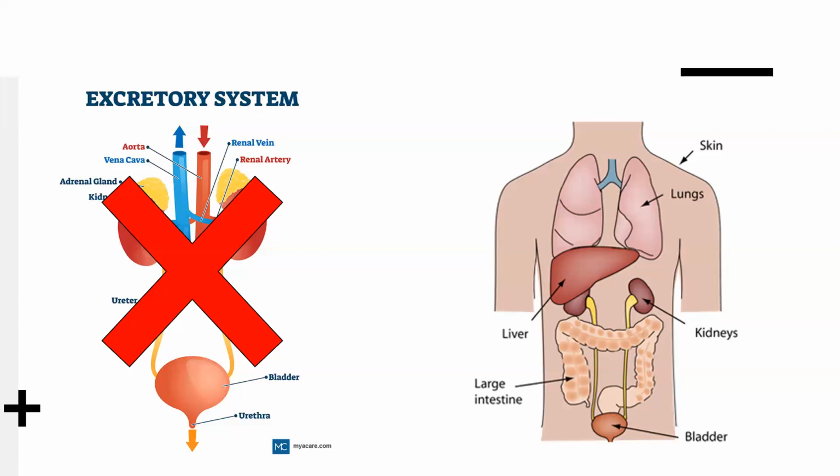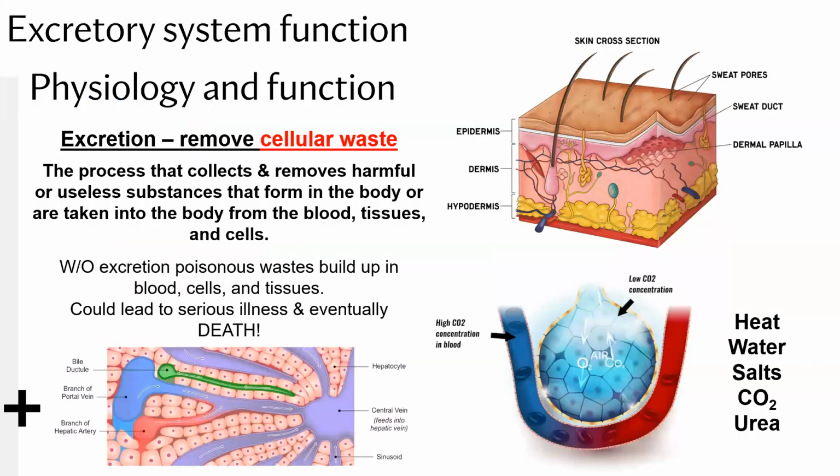So this is actually a broader image we're looking at, and hopefully during this chapter we will get to look at the skin and the lungs, as well as the liver and kidneys in a bit of detail, not as much into the intestines and bladder. But to start, we're going to talk a little bit about the physiology and function of the excretory system. So, as the name suggests, it's the subset of organs that are involved in removing cellular waste.